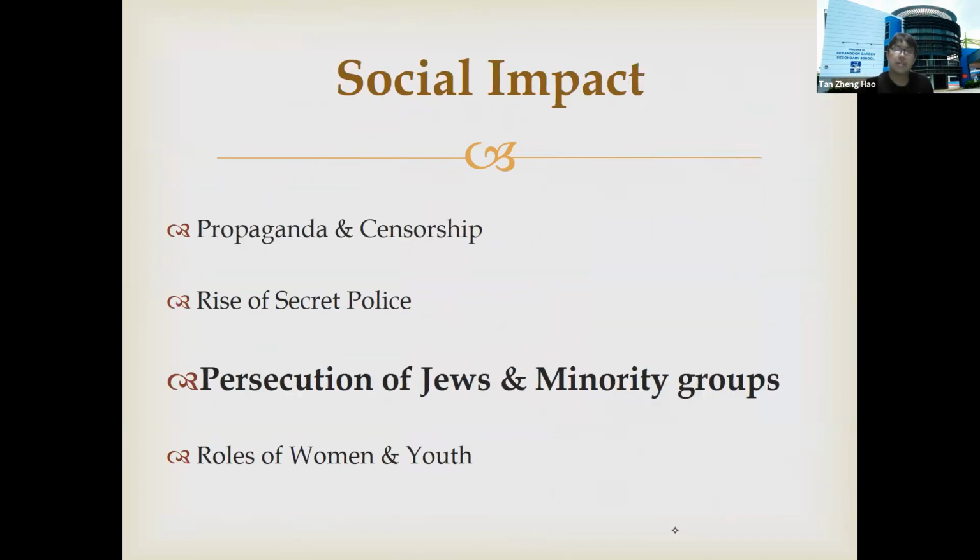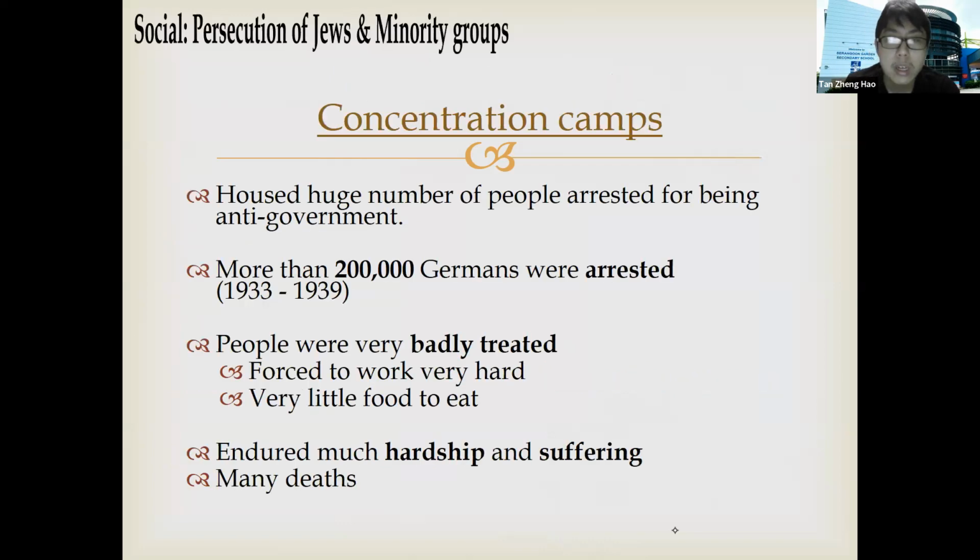Okay, last but not least, this is probably the biggest impact of Hitler's rule: the persecution of Jews and minority groups. Hitler created this large network of concentration camps where thousands and thousands of people were arrested in the first few years, and they were very badly treated. They were forced to work very long hours with very little food to eat. Basically, they would work to death.